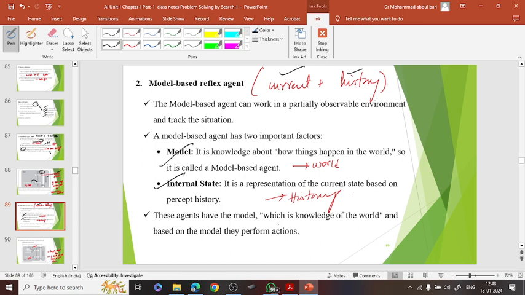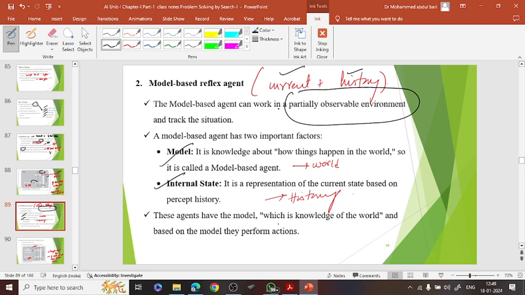The major point is that it is used in a partially observed environment. What do you mean by a partially observed environment? For example, when you are playing cards, the cards are partially observed. Only when the person deals the card to you can you see what is going on, which card is going to come to you. This is not fully observed, meaning you cannot see all the things here.